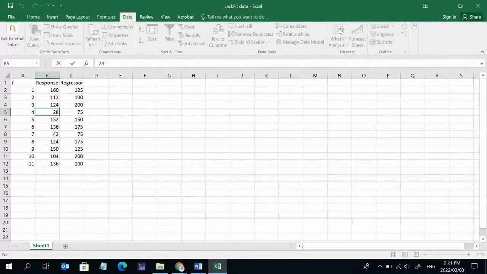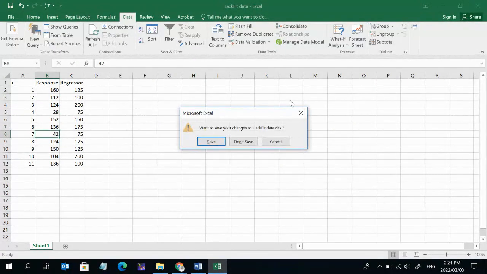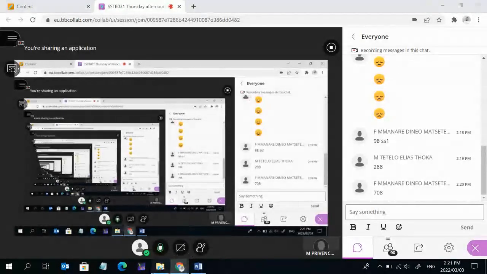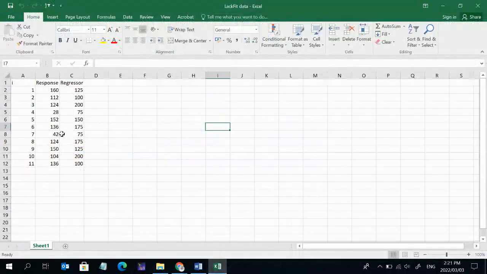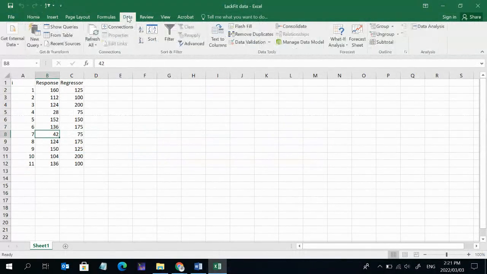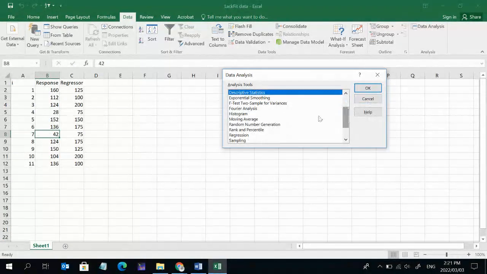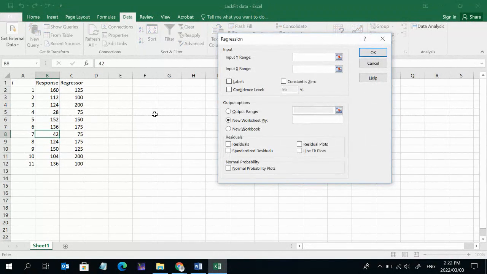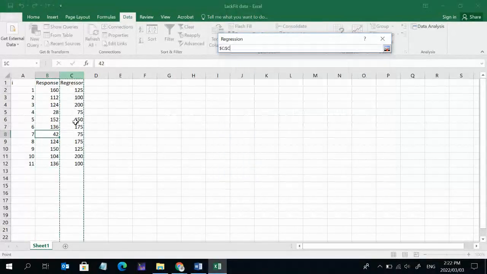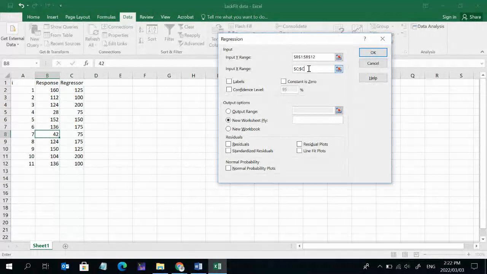So I'm going to data. What's happening? My thing is not appearing here. Let me close this. Do not save. So we have our data set. Then we go to data, analysis of variance. Then we go to regression. And then our Y value, then our X values.